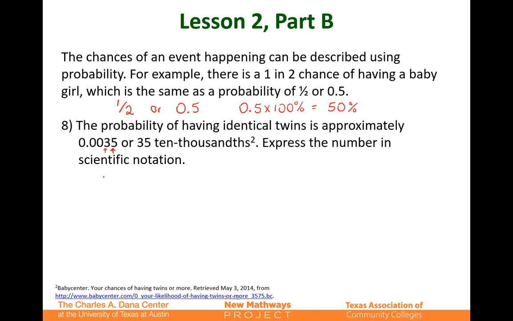In scientific notation, what does that look like? Okay, remember, this number is smaller than 1, so I know the exponent will be negative. I move it 1, 2, 3. I always move it so there's exactly 1 digit. That's 3.5 times 10 to the negative 3.